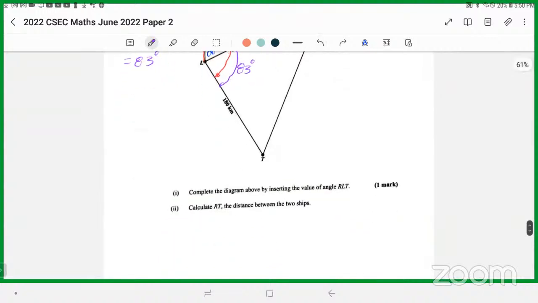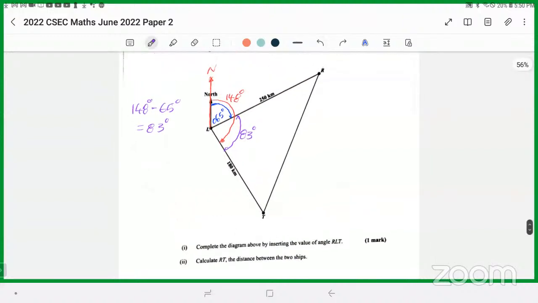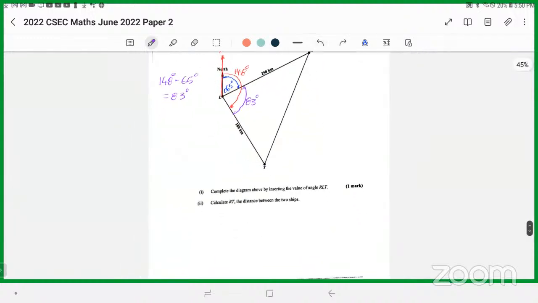Then it says now, calculate RT, the distance between the two ships. That's the only distance we don't know. We know this one, we know that one. The distance that we don't know is this one. So again, this is a typical case for the use of the cosine rule, because you know two sides and you also know the angle between them. So it's cosine rule that is going to help us to find this side. So let's set it up now.